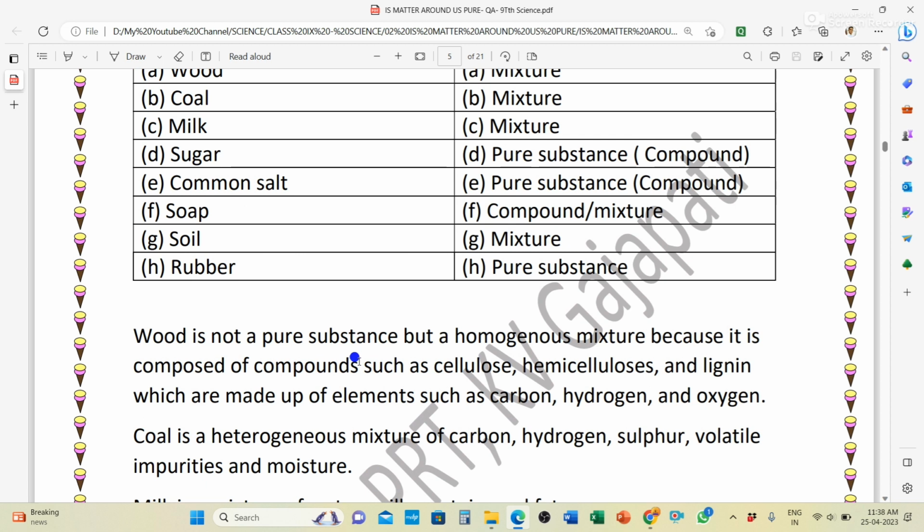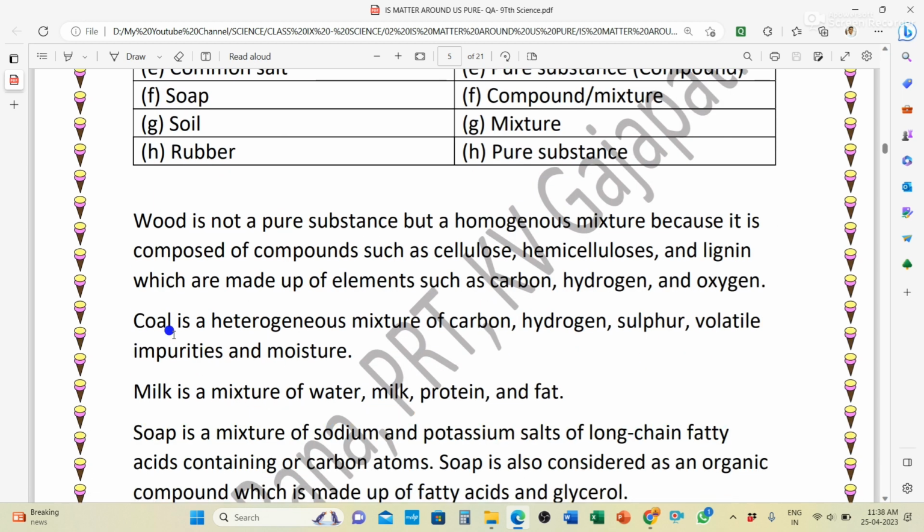Wood is not a pure substance but a homogeneous mixture because it is composed of compounds such as cellulose, hemicellulose, and lignin, which are made up of elements such as carbon, hydrogen, and oxygen. In biology, you will read about these materials. Then, coal is a heterogeneous mixture of carbon, hydrogen, sulfur, volatile impurities, and moisture.